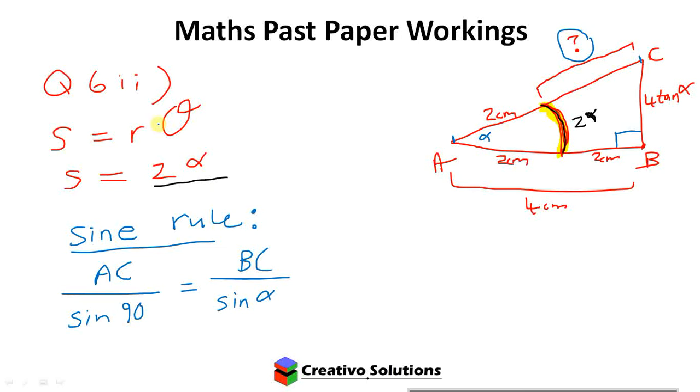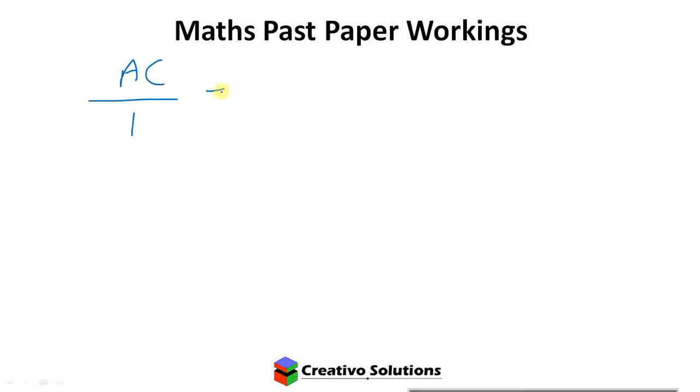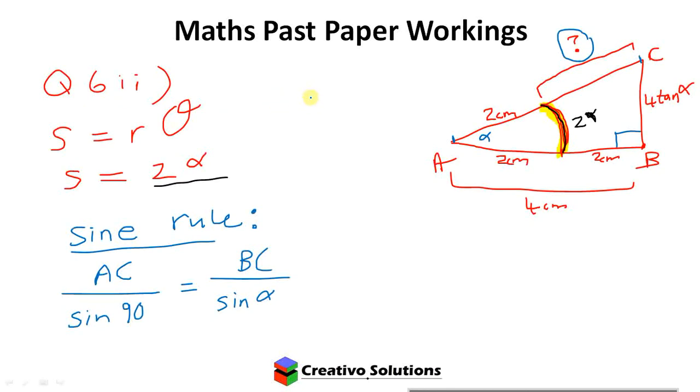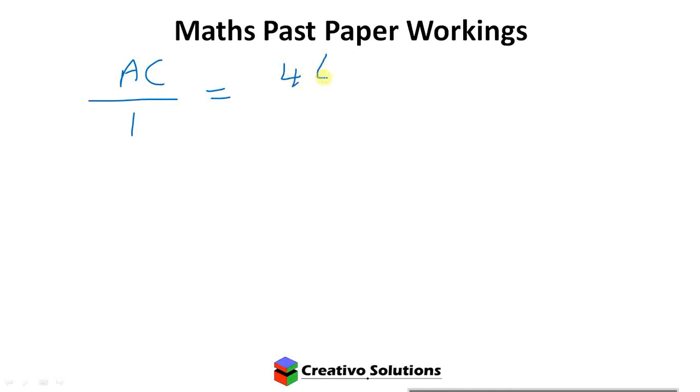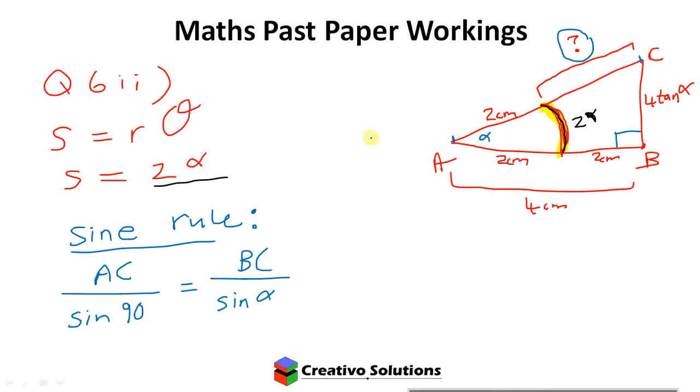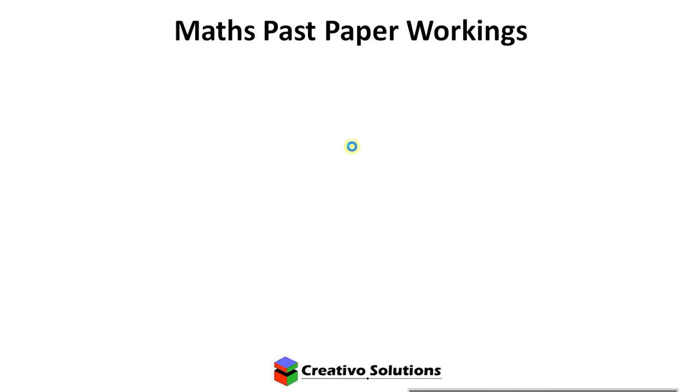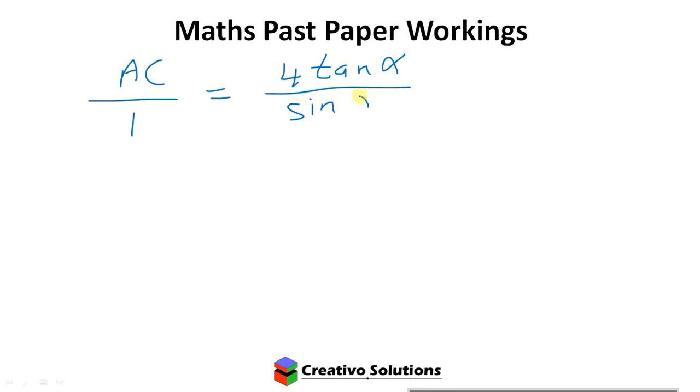Sine 90 wants a special angle. Okay, so let's put 1 in. Equals, let's put in BC. BC is 4 tan alpha over the angle, which was sine alpha. Okay, so AC is just equal to 4. Now I'm dividing tan by sine, so I need to write it out like this: 4 tan, to simplify, divide by sine.